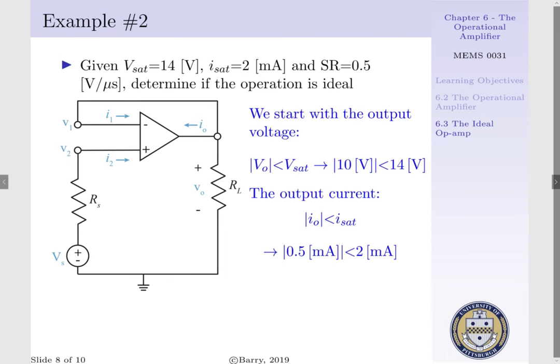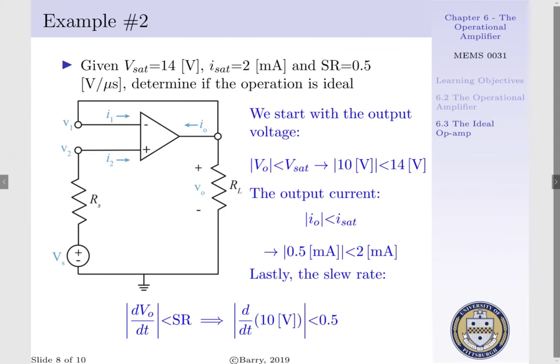Now, if we look at our output current, the magnitude thereof, we have to ensure it's less than our saturation current. That is, when we take the absolute value of our output current, we would have 0.5 milliamps, and this is less than 2 milliamps. Therefore, we meet our second requirement.